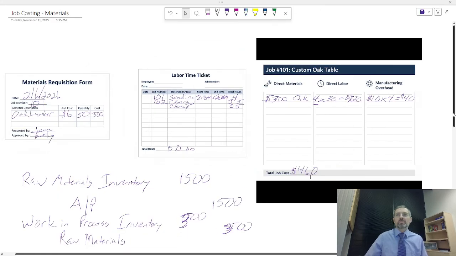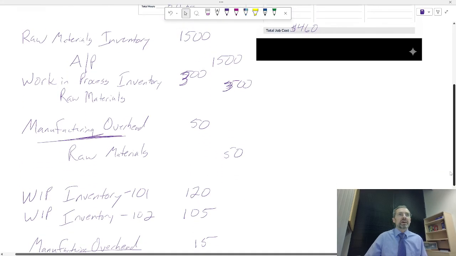Up until this point, let's take a look at what we've done. This journal entry right here was purchasing raw materials. We purchased $1,500. We moved some of those, $300 worth of oak lumber, into our work in process because we needed it for this oak table. We also had some glue here that we needed to put in the workroom. This glue was not necessarily just used for the table, so that's why we put it into manufacturing overhead.